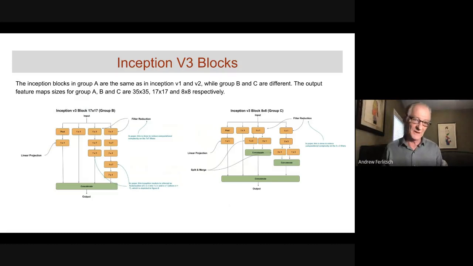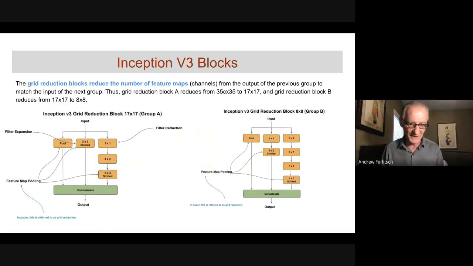So again, I'm going to be very quick. If you look at the V3 blocks in the second group, block 2 and C, you can see they are very different. Notice they've replaced things like a 7x7 with a 1x7 and 7x1, or a 3x3 with a 1x3 and a 3x1. Those are called separable spatial convolutions, which is another way of reducing the complexity of a convolution.